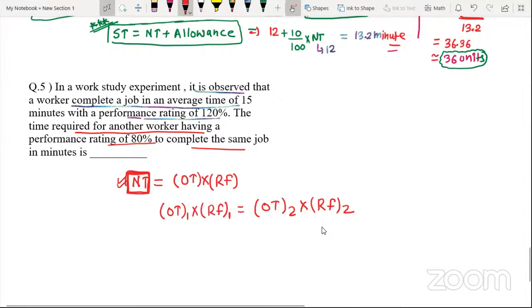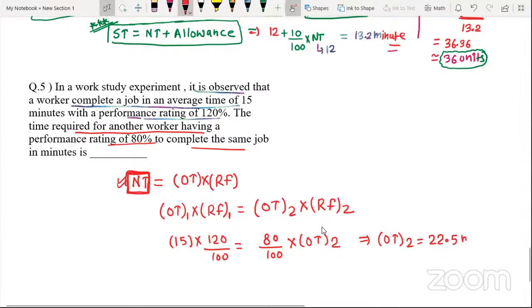For the first worker it is 15 minutes, and the rating factor is 120%. For the second worker they have given the performance rating, and they are asking for the observed time. So from here you can calculate that OT for worker 2 is going to be 22.5 minutes. This is the answer.